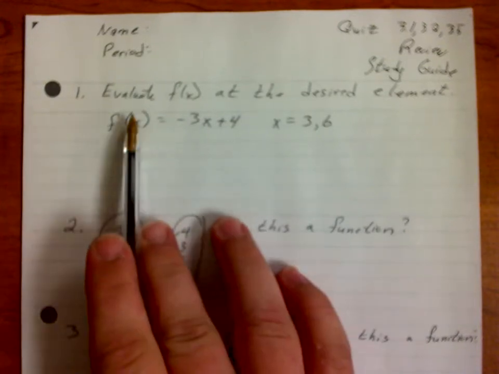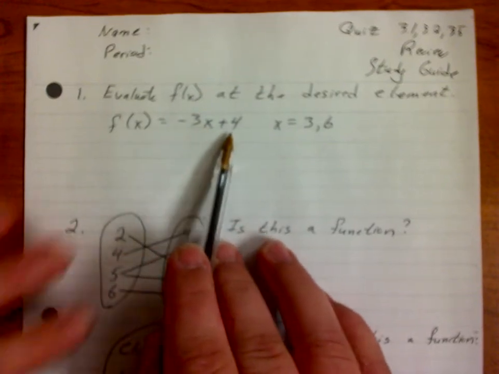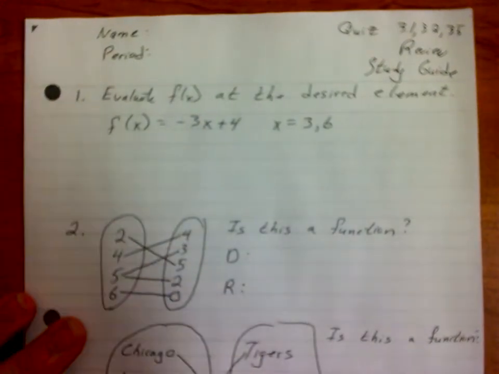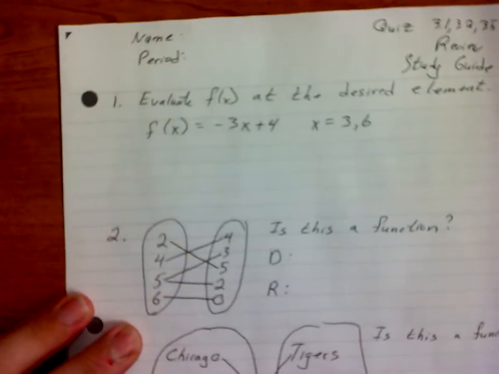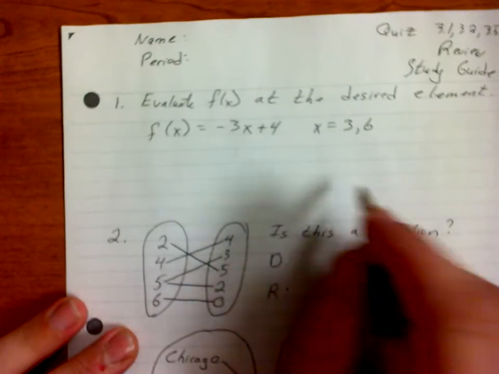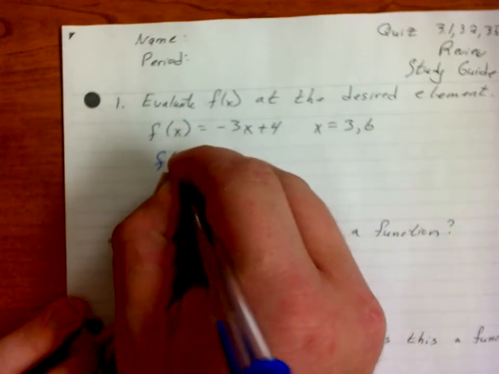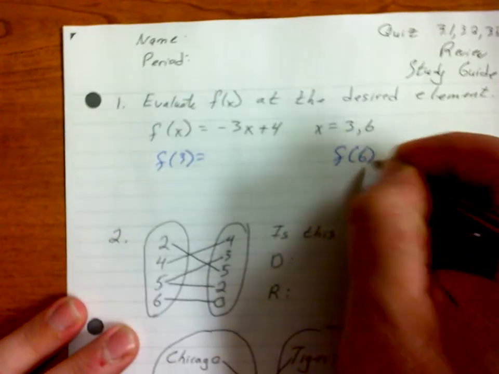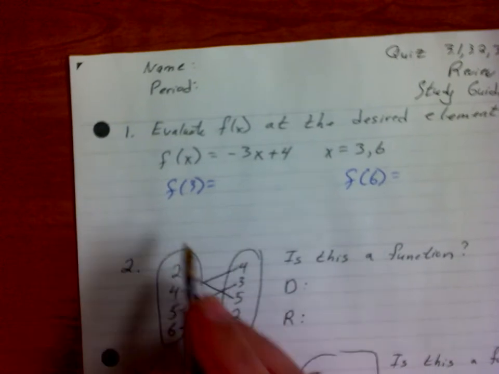Okay. First one here says evaluate f of x at the desired element. So f of x is equal to negative 3x plus 4. They give us x is equal to 3 and x is equal to 6. I'm going to go ahead and hit the focus button and see if I can get this to be a little more clear. All right. Now, since we have two of them here, x equals 3 and x equals 6, that just means we have to do the process twice. So we're going to have to do f of 3, which covers the first one, and then f of 6. If there's only one number, we would do one, but since we have two here, we're going to go ahead and just do both of them.